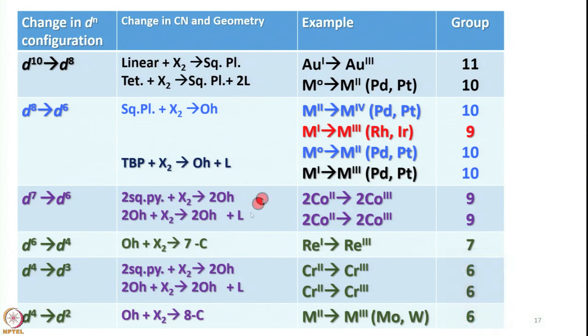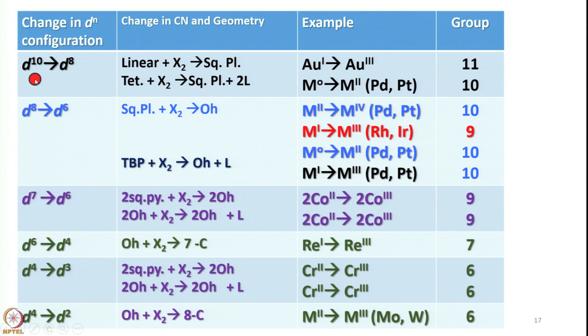Now, I have given another chart here, and here I have shown what would happen if you perform oxidative addition reaction with metals having different electronic configurations. What would happen after oxidative addition, what would happen to the geometry, and specific examples, and to which group these metals belong. All these details I have given here.